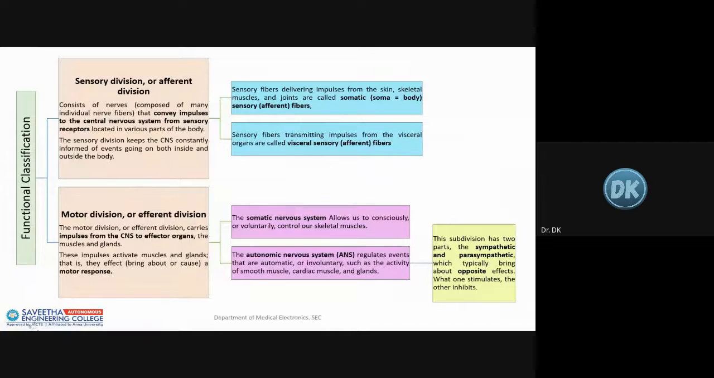Overall, if we classify functionally, the first is the sensory division and the other is the motor division. In the sensory division you have somatic sensory fibers and visceral sensory fibers. In the motor division you have two types: the somatic nervous system and the autonomic nervous system. In the autonomic nervous system you have sympathetic and parasympathetic. Somatic means voluntary control, autonomic means involuntary control. This is how you classify it functionally. So we saw what the nervous system is and its two types of classification.